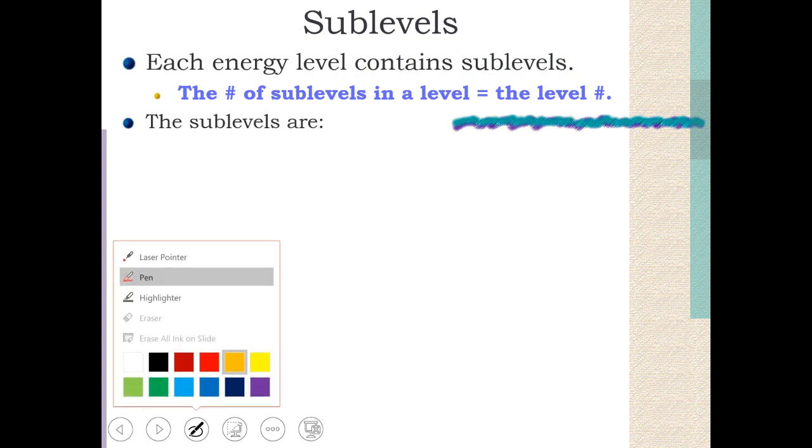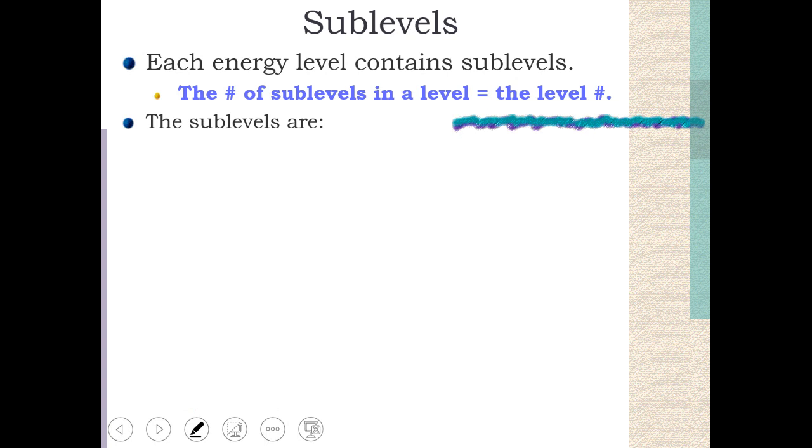Now, each energy level contains sublevels. This is really important. The number of sublevels in a level is equal to the level number. For example, level 1, which is the closest to the nucleus, has 1 sublevel. Level 2 has 2 sublevels. Level 3 has 3 sublevels. Makes sense, right?